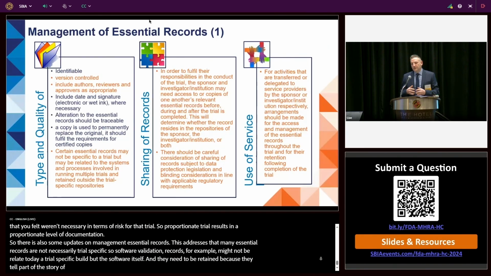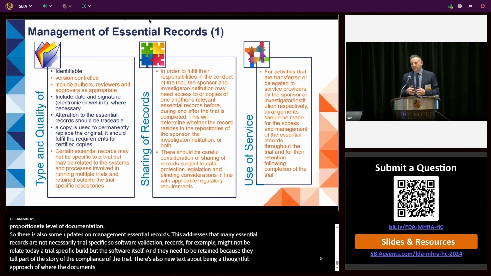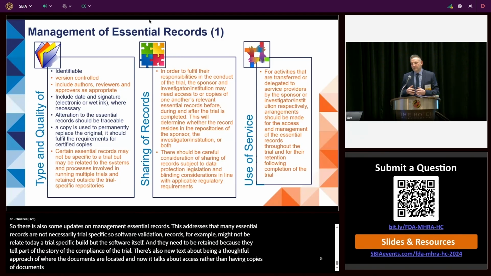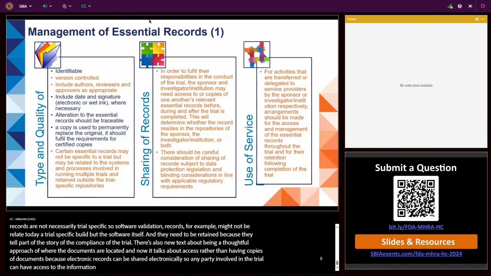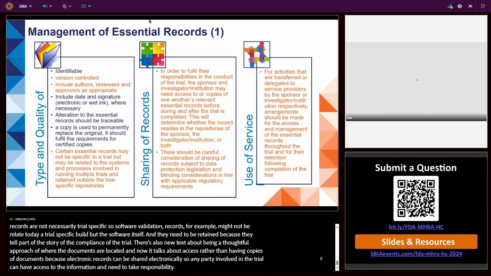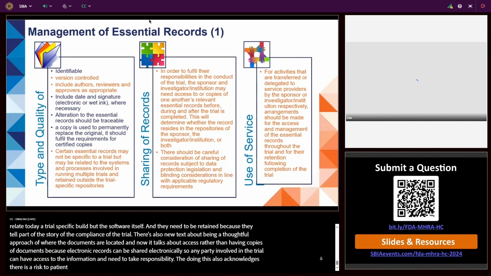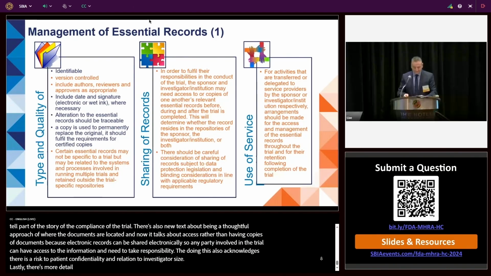There's also new text about being a thoughtful approach of where documents are located, and it now talks about access rather than having copies of documents, because electronic records can be shared electronically, and so any party involved in the trial can have the access to the information they need to take their responsibilities. But doing this also acknowledges that there's a risk to patient confidentiality in relation to investigator sites. And lastly, there's more detail on service providers.